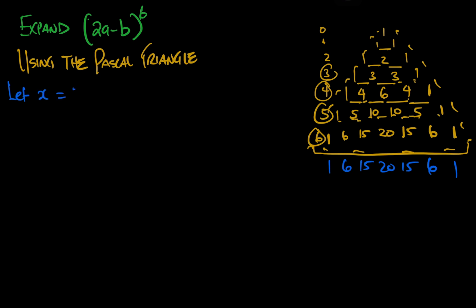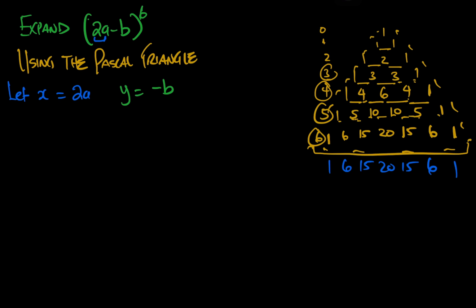So we'll say that we can let x be equal to 2a. And then we can also let y be equal to negative b. Our y is negative b right there. And then we can start using the coefficients from there.